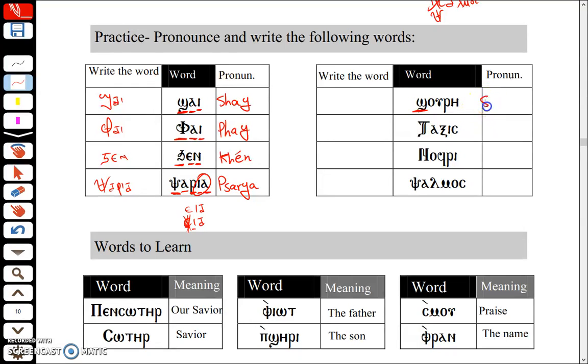We have an SH, we have an SH. Then those together come as one package, so that's an OU, so U. Then you have a Rho, and you have a long E, so Shouri, which means censer. Which is Shouri, Tai Shouri.